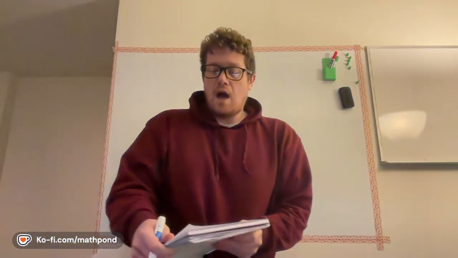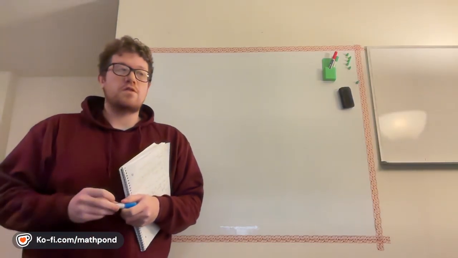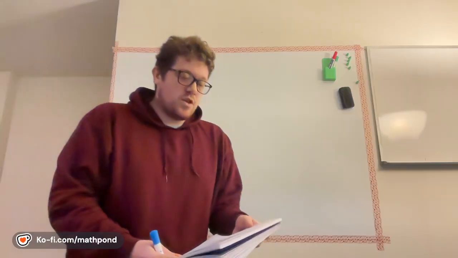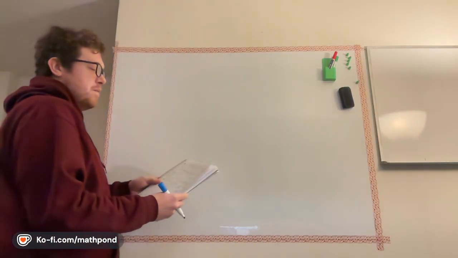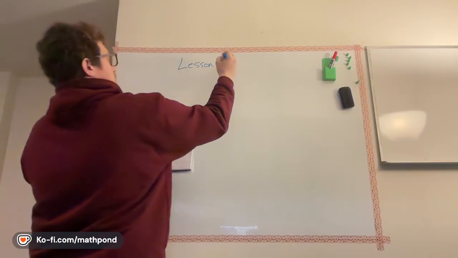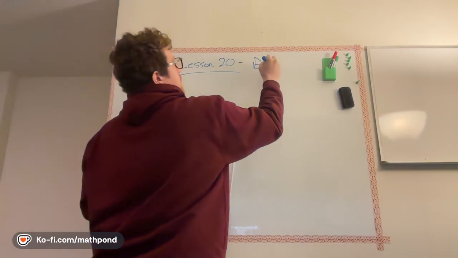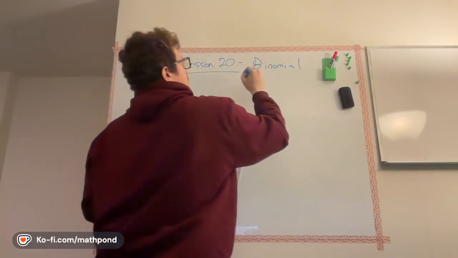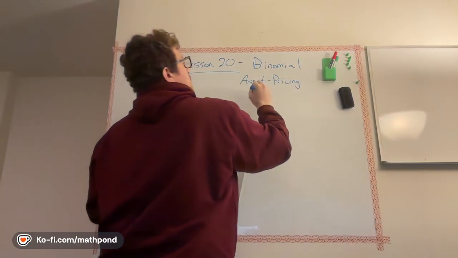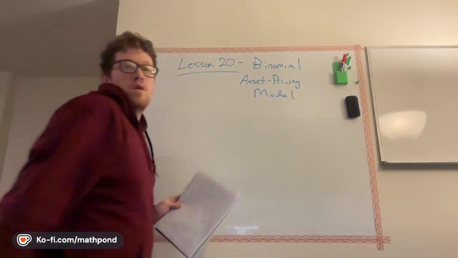All right. So yeah, we've been talking about probability lately, random variables, and now we're starting to get into some random processes. So I put in the resources. We're going to start talking about this Shreve book. So this is lesson 20, binomial asset pricing model.